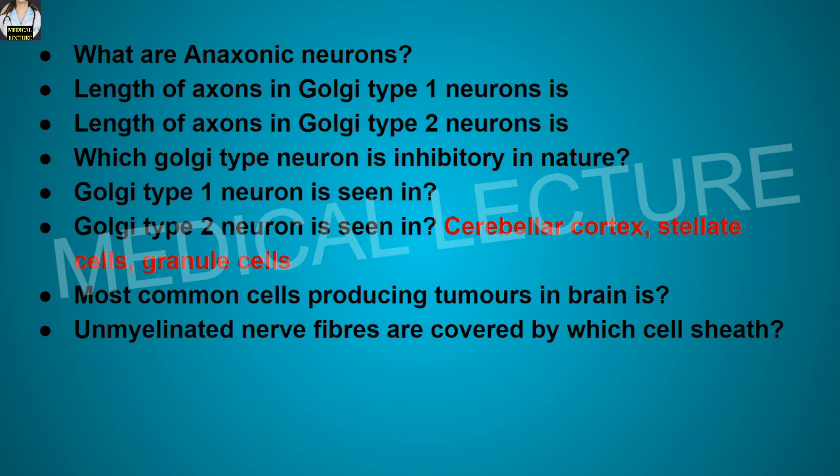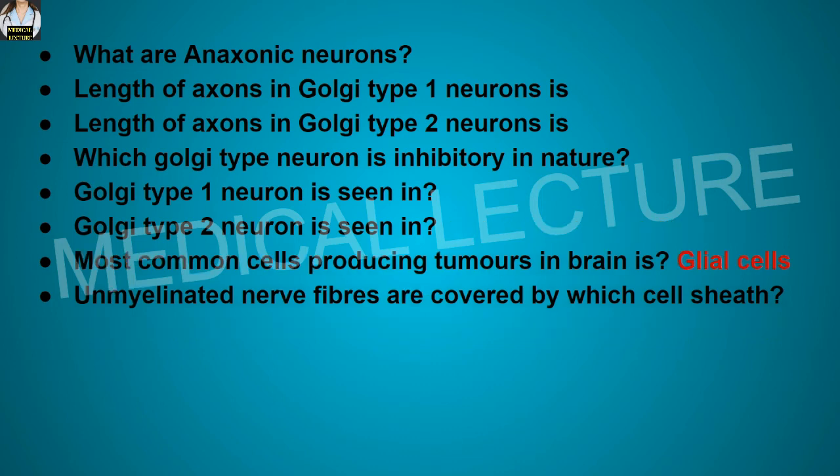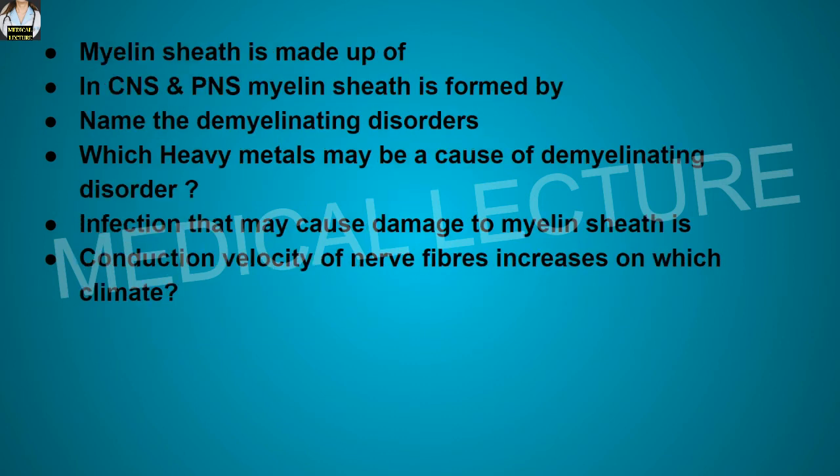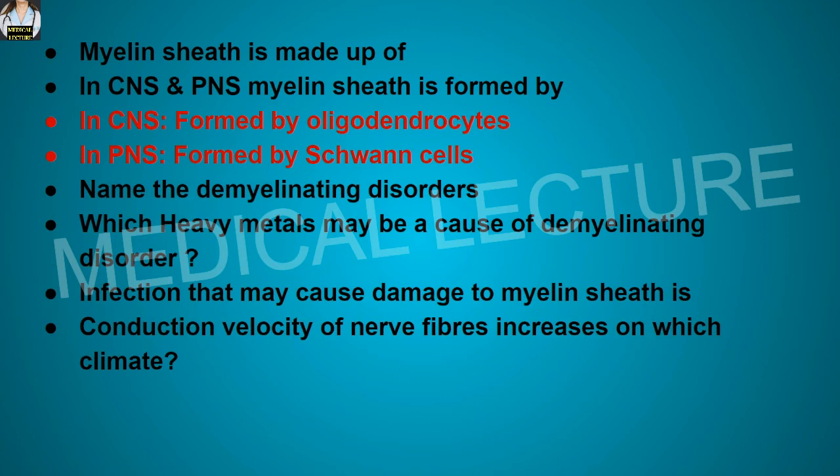The most common cells producing tumors in the brain are the glial cells. Unmyelinated nerve fibers are covered by which cell sheath? They are covered by Schwann cell sheath. Myelin sheath is made up of lipoprotein myelin. In the CNS, the myelin sheath is formed by the oligodendrocytes, while in the PNS, it is formed by the Schwann cells.